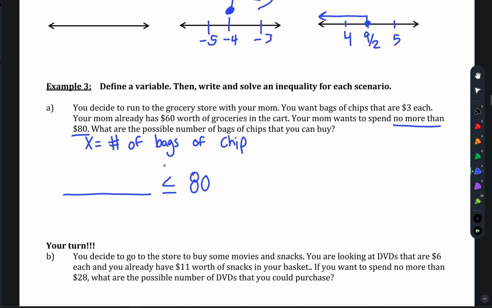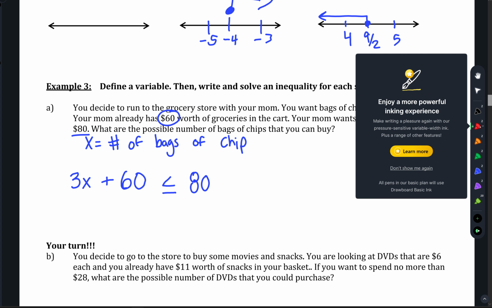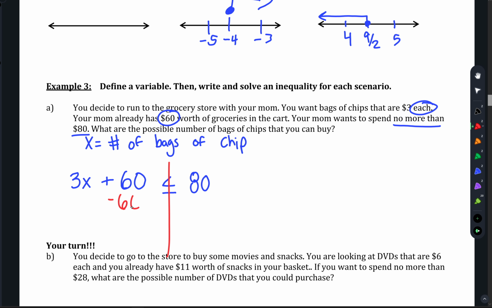Perfect. Now what goes on that left side there? I need my variable in there somewhere. Perfect. 3 times X. We see that word each. $3 each bag. Plus the extra $60 that she already has in the cart. There's my inequality. Any questions on that? Okay, let's solve it up. Minus 60 on both sides. I have 3x is less than or equal to 20.